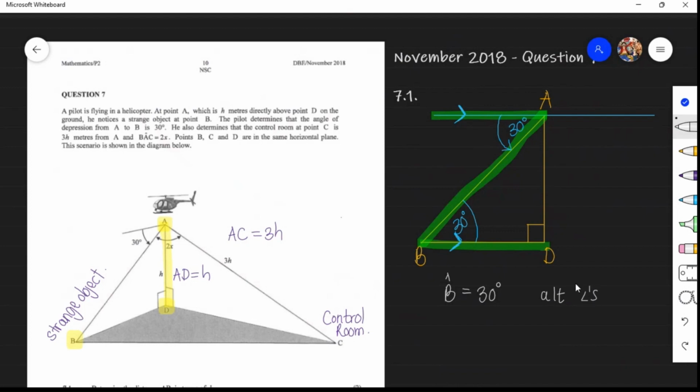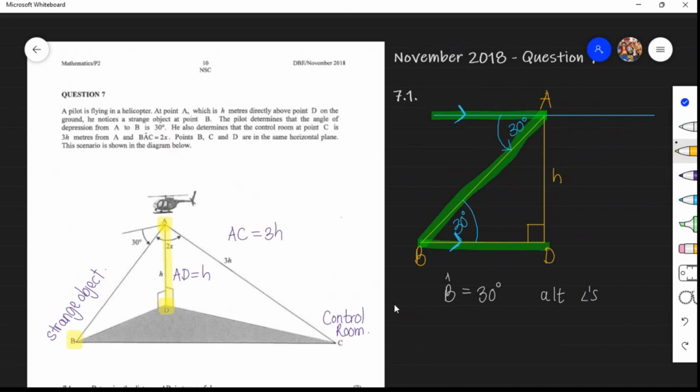Now, how are we going to find the length AB in terms of h? Before we even start with our question, let us put in one more value that I actually forgot to put in. That is the length AD. From our diagram, it is mentioned that AD is h meters. So we now need to find the side AB in terms of h. So let's have a look at our options.